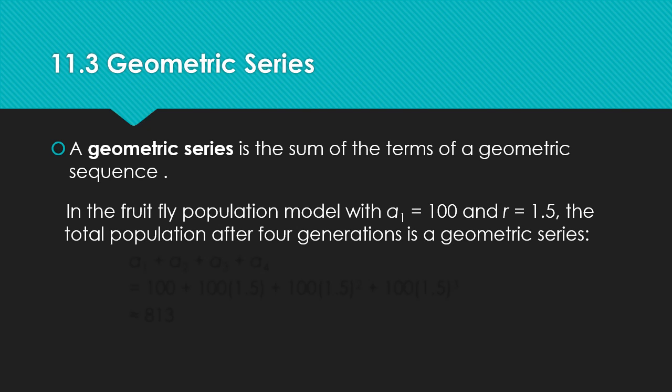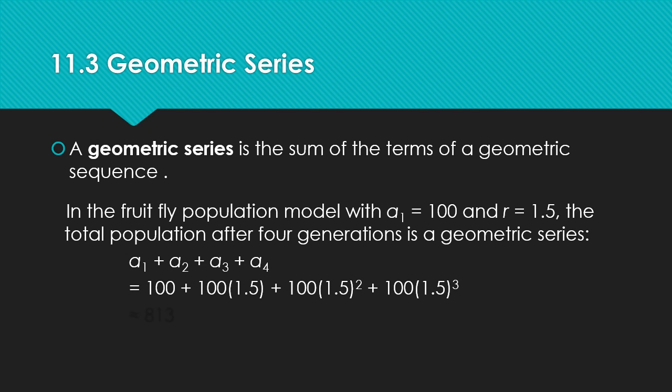In the fruit fly population model, with A sub 1 equals 100 and r equals 1.5, the total population after 4 generations is a geometric series. So we would add those 4 together, and there you have it, and we get about 813. So the total population would be about 813.